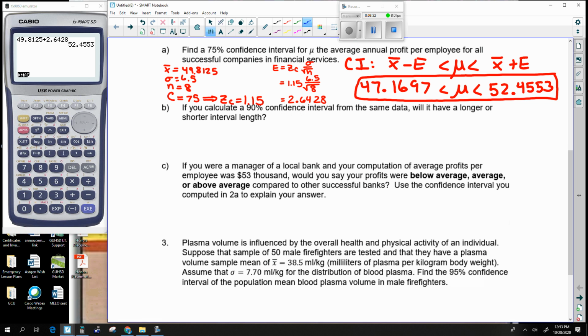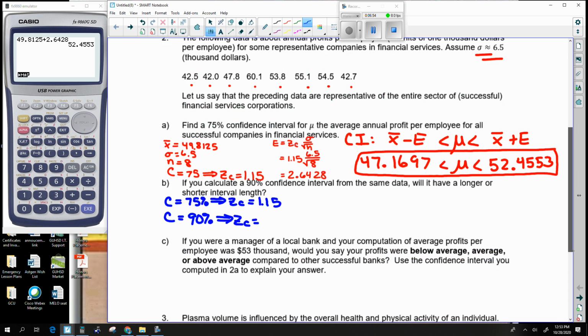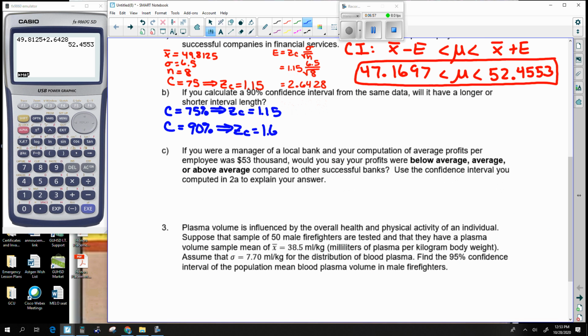All right, so what happens if we change the confidence? So right now the confidence is at 75%, which is a ZC of 1.15. So if I turn this into a confidence of 90%, which has a ZC of, I believe, 1.645. So 90%, 1.645. I just saw that my ZC just got larger. Okay, my ZC just got larger. So that is going to affect the E. That's where the ZC is used. It affects E.